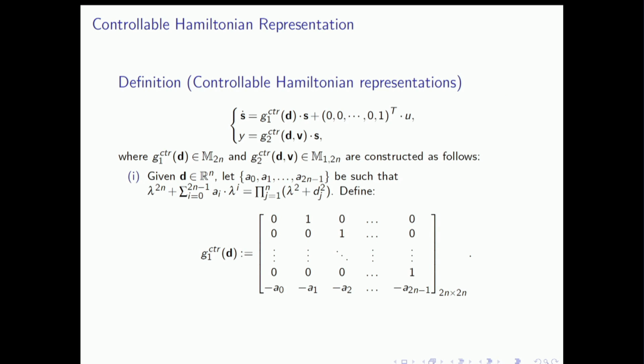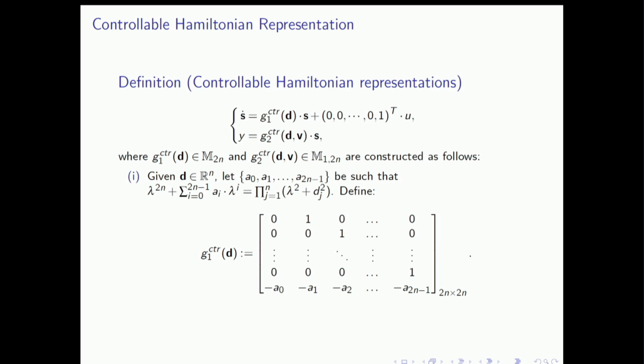So now I'm going to introduce my first definition. I call such a system a controllable Hamiltonian representation. It's just another continuous time state space system. You have input, output, and state, but now the state is called S, and it has this specific form. It's totally explicit. This G1 is a matrix which, if you know control theory, is basically a canonical form. So how do I get all these A's? The A's are variables. I get them by matching the characteristic polynomial with the polynomial in terms of A, so I just read the A from this matching. So that's what G1 CTR is.